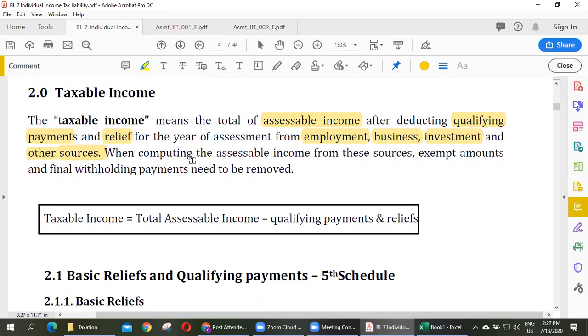When computing the assessable income from these sources, here the word is source, right? The exempt amount and final withholding payments need to be removed. We cannot include that kind of income as taxable income. So can you say some example? Exempt income.